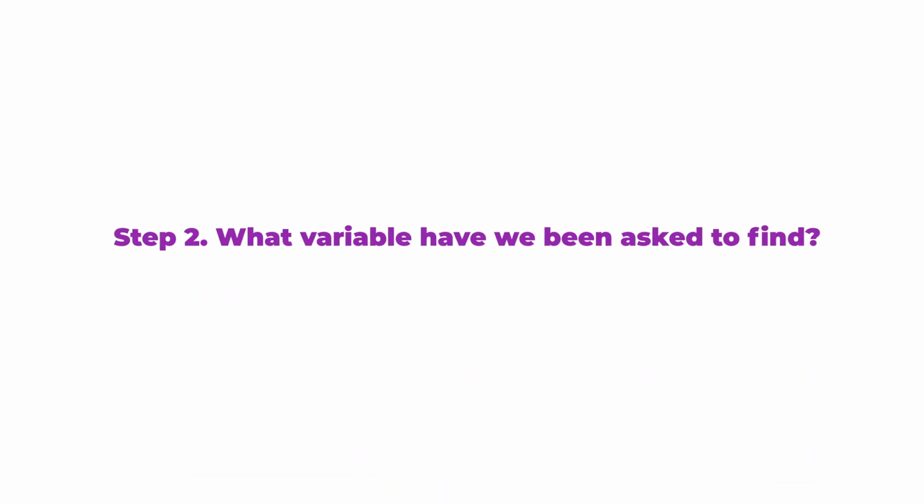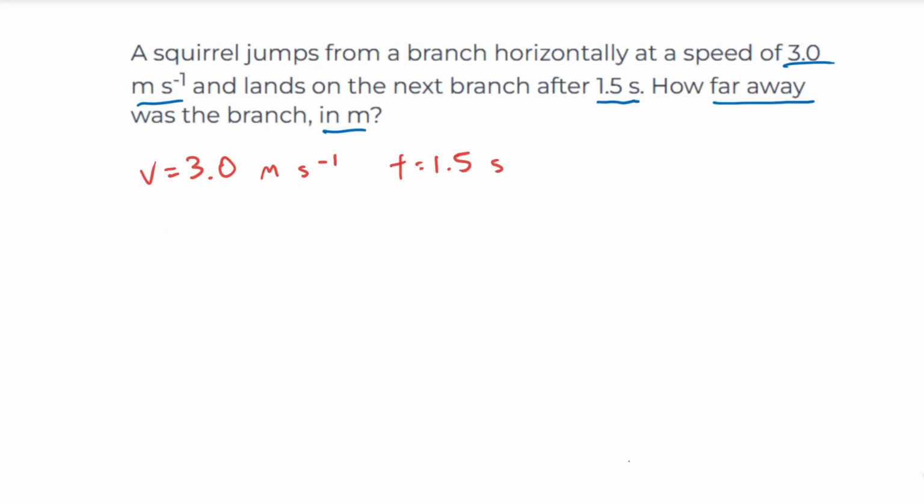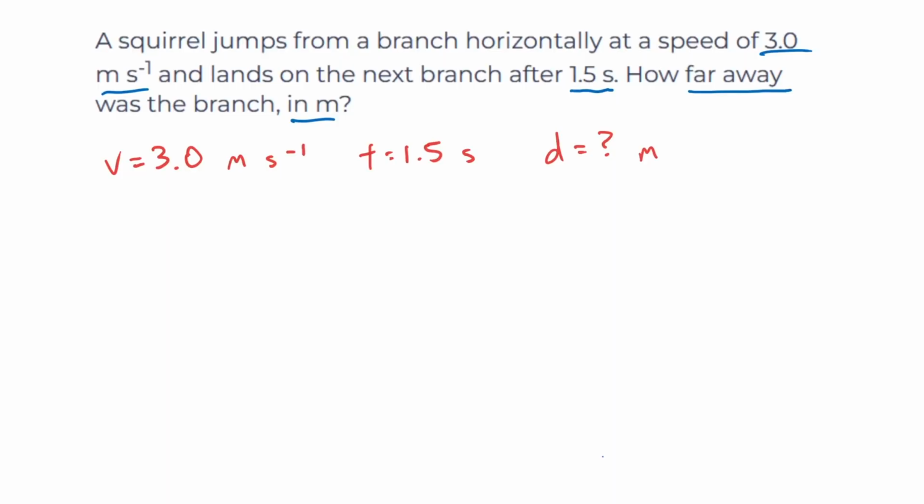And then the second step is to determine which variable we have been asked to find. The variable we have been asked to find is distance, or d. So d is equal to question mark, and we want that in meters. When we are solving problems in PHSI191, you can usually use speed and velocity interchangeably as long as distance and displacement are the same. And usually they are. Going back to the first problem, we have been given two variables, velocity and time, and we have been asked to find distance. And they have the symbols d, v, and t.